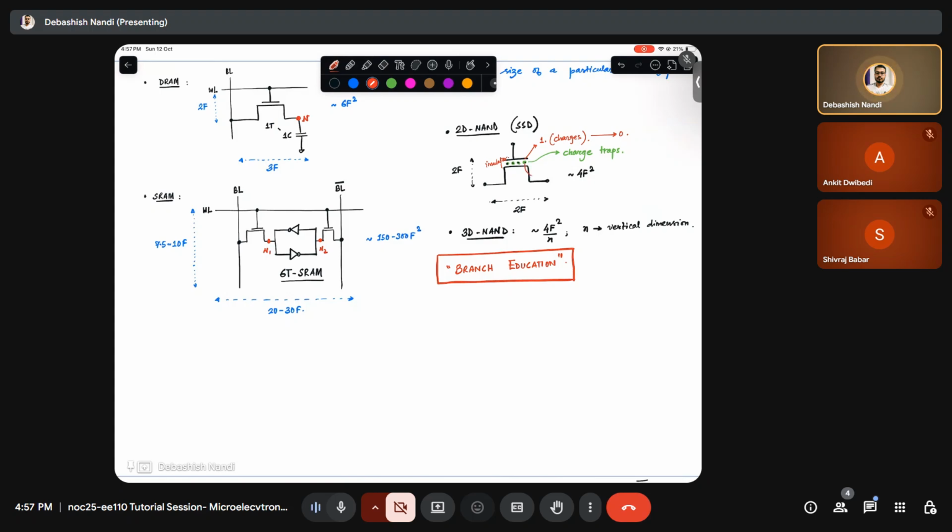I use the concept of gate induced drain leakage to get the charges to tunnel through this oxide and pass through to the drain. And then after some time, what will happen? There will be no charges, and the state in the 2D NAND flash or the transistor will be 0. So this is what quantum mechanical tunneling is all about.